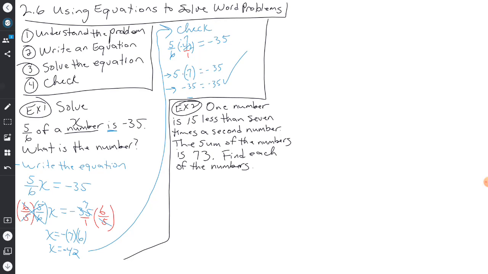So again, what you want to do is understand the problem, and then write the equation for it and then solve it. So go ahead and try this one out. Let whatever number, it says one number is 15 less than 7 times a second number. Let both numbers be represented by the same variable.